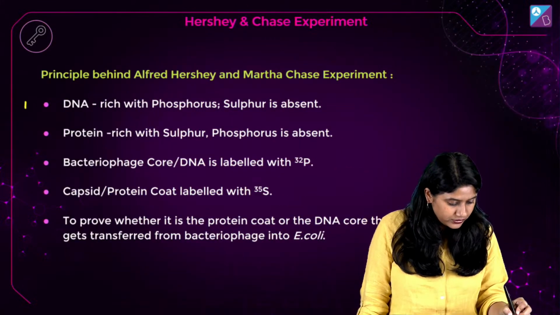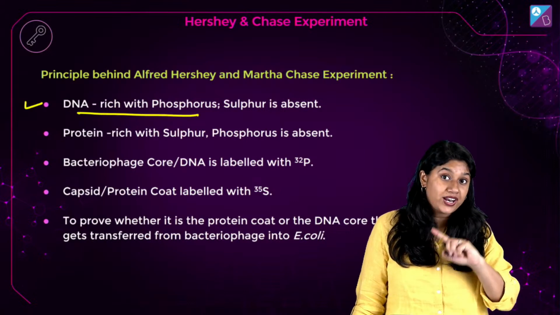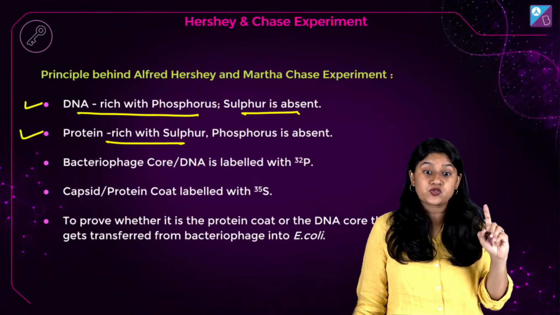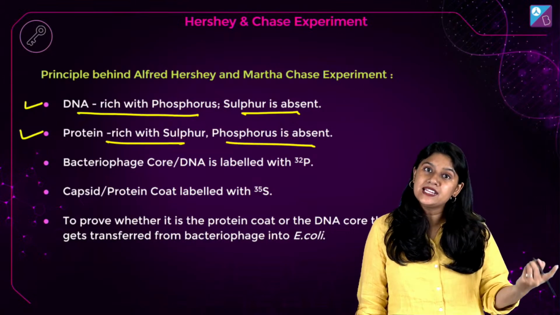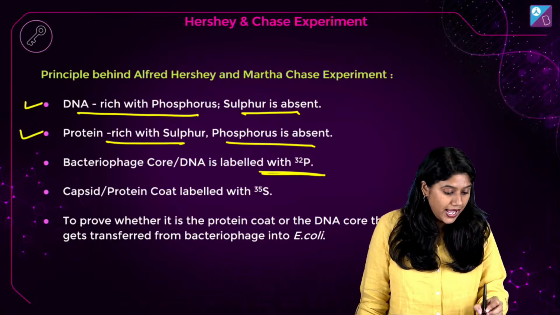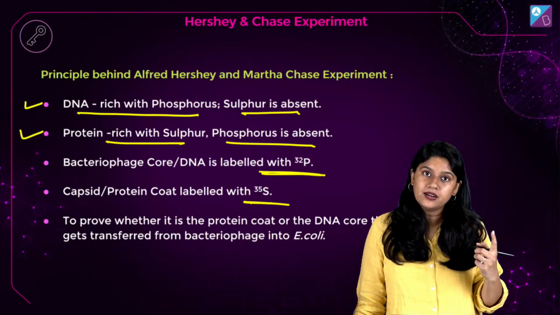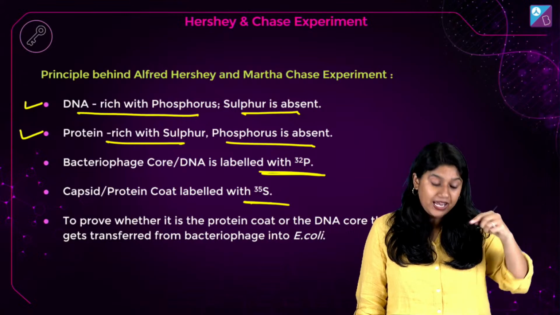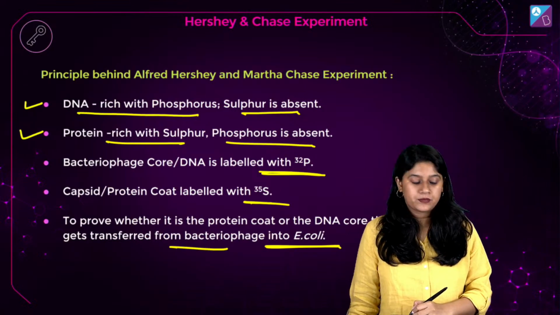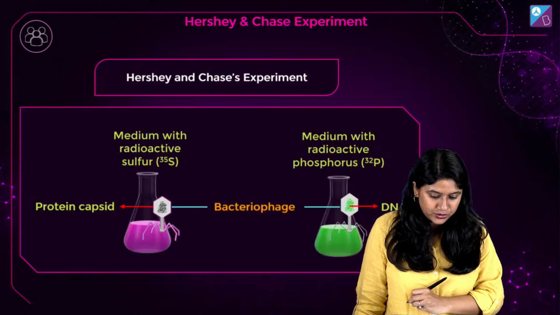Clear? So we know that DNA is rich with the phosphorus, whereas sulfur is absent in DNA. Protein is rich with the sulfur and phosphorus is absent. And hence what they used, the P32 and S35, right? They added into the bacteriophages and then they made the bacteriophages infecting the E. coli. अब हम यहाँ पे आगे चलेंगे, we'll come back to this.